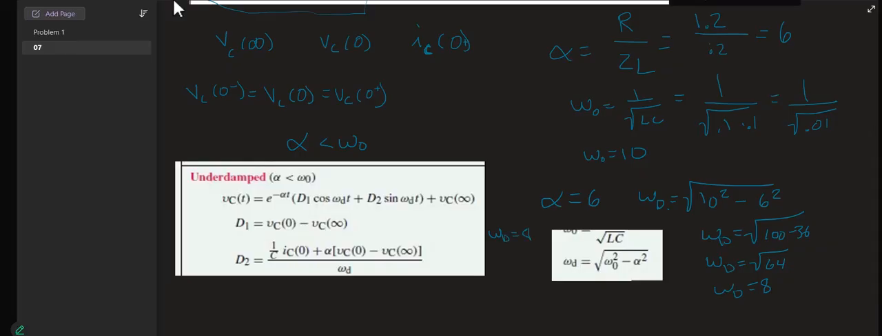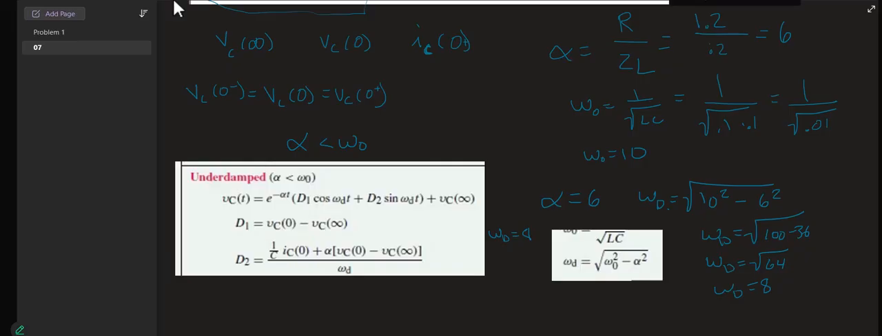Yes? It's just asking if it's overdamped, underdamped, or critically damped. So is that actually what it's asking? Well, then it says find VC of 0. I mean VC of t. I'm tripping, sorry. I typed it in. It didn't originally say that, but I added it to the question. So no, we wouldn't have to do this if all it asked is whether it's critically damped. Yeah, you could stop. Okay. But I wanted to practice this.